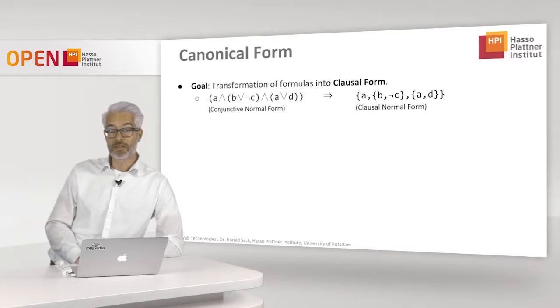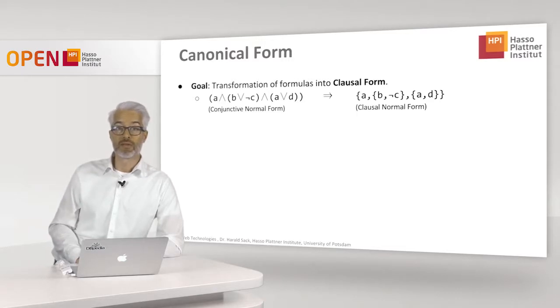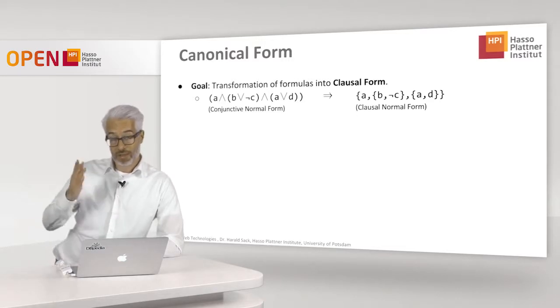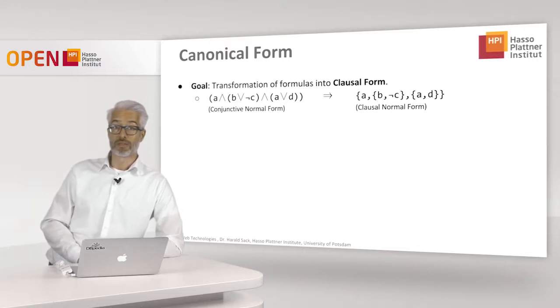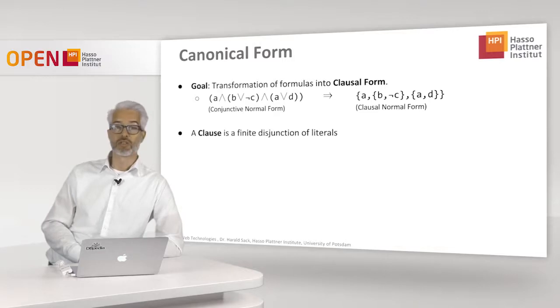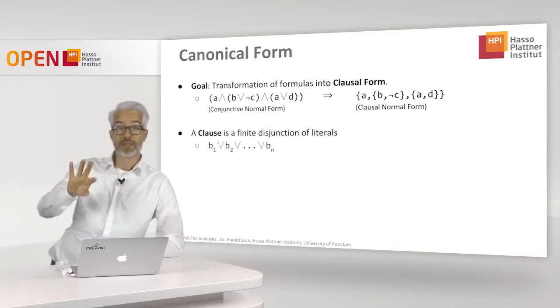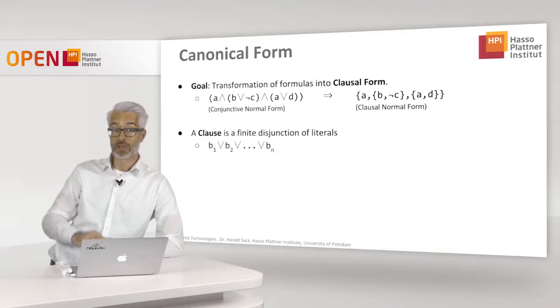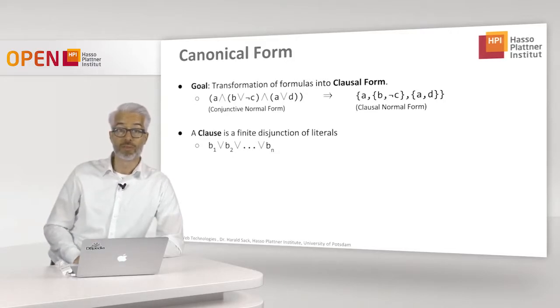And this can also be written in clausal form, as you see here, simply with curly braces, where the inner curly braces are the so-called clauses, which are combined by disjunctions. And in the outer braces, there is a conjunction of all that is inside. So a clause is a finite disjunction of literals. This is what is in the inner braces. You see here disjunctive connections of simple literals.